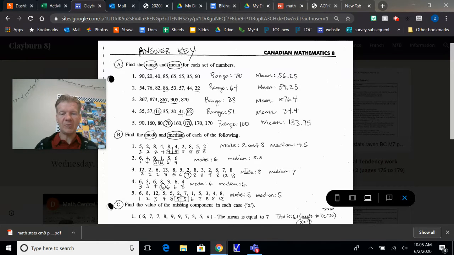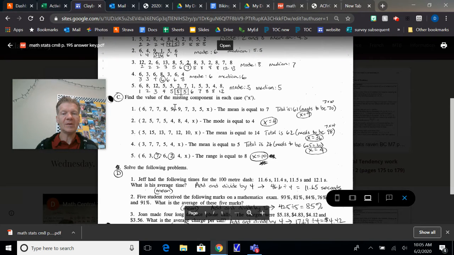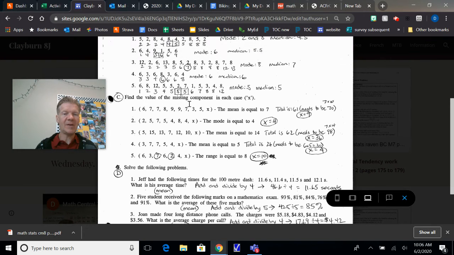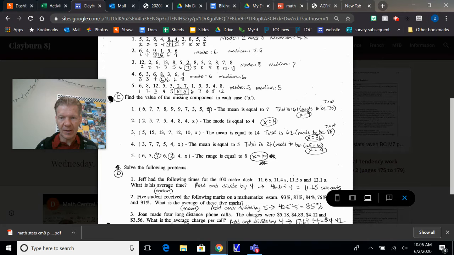I want you to do this page. The answer key is there for you. I made it quickly, so if there's mistakes, let me know. Okay, and then here is a little bit of detective work. You have to find the missing value here. So you know that the average of all of these, or how many numbers are there? 1, 2, 3, 4, 5, 6, 7, 8, 9, 10. So these numbers, the average is 7, and there's 10 of them.